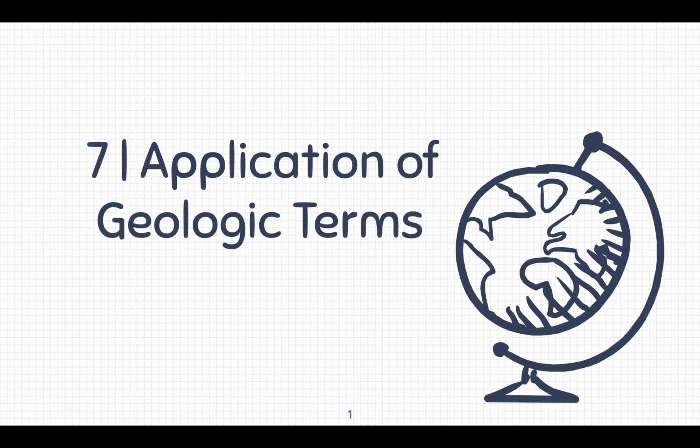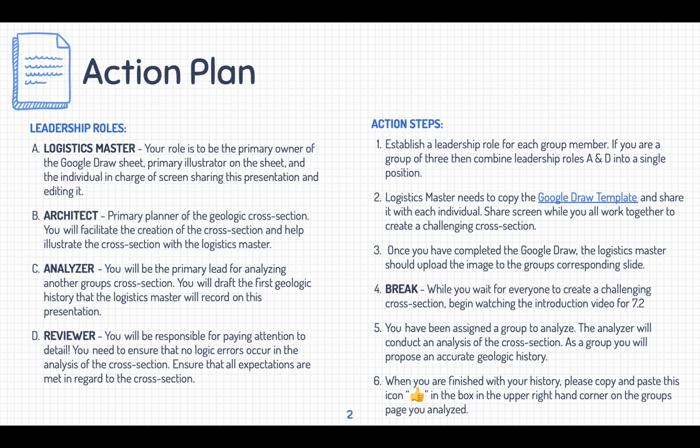So in this activity, you're going to be applying the geologic terms that you learned yesterday as part of the 5.1 geologic terms go formative. You were exploring what we mean by transgressions, regressions, and analyzing cross-sections to describe the history of a certain area. For this activity, first you're going to want to work through an action plan.